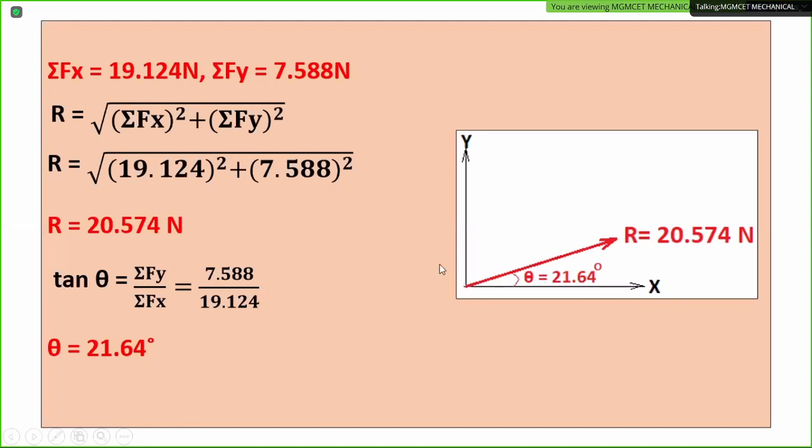Now here you can ask about the quadrant of the resultant. Why am I showing R in the first quadrant only? Why am I not showing it in the second quadrant? Why not in the third quadrant? So here the clarification is that the quadrant of the resultant, in the final figure, is decided by the sign conventions of summation of Fx and summation of Fy.